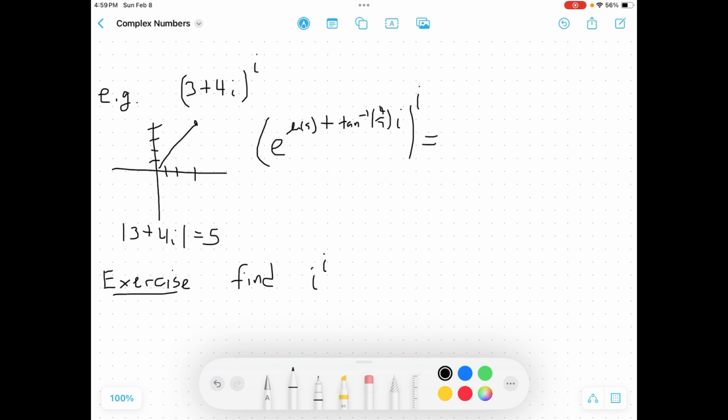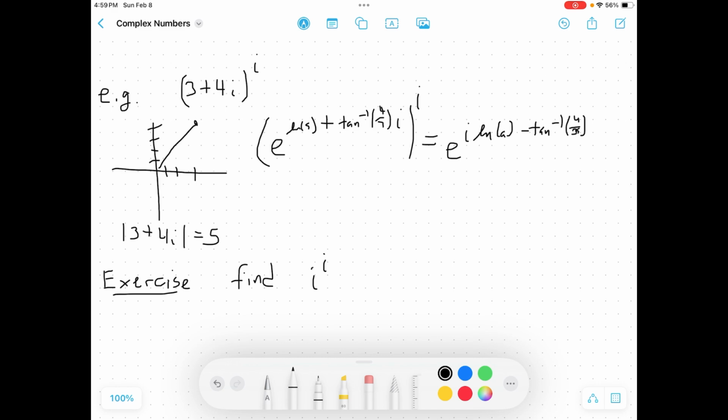If I multiply through, I'm going to have e to the i times ln of 5, and then minus tan inverse of 4/3 right there. So we at least know how to handle these things. So again, this was now to the ith power. Things got more complicated, but we have a way of managing that.